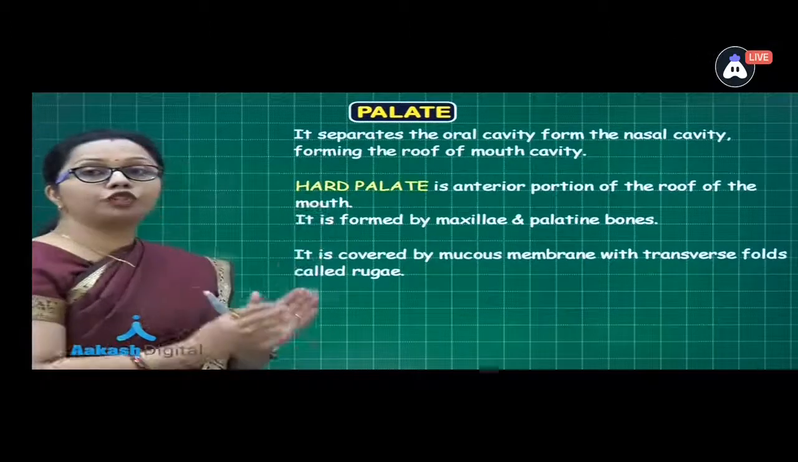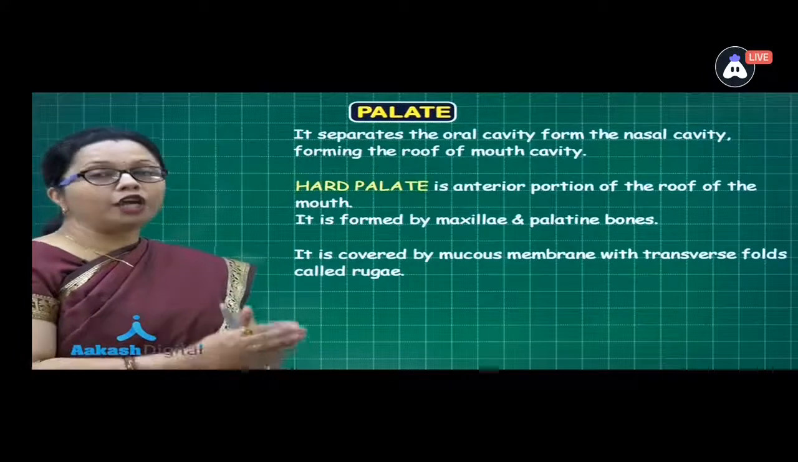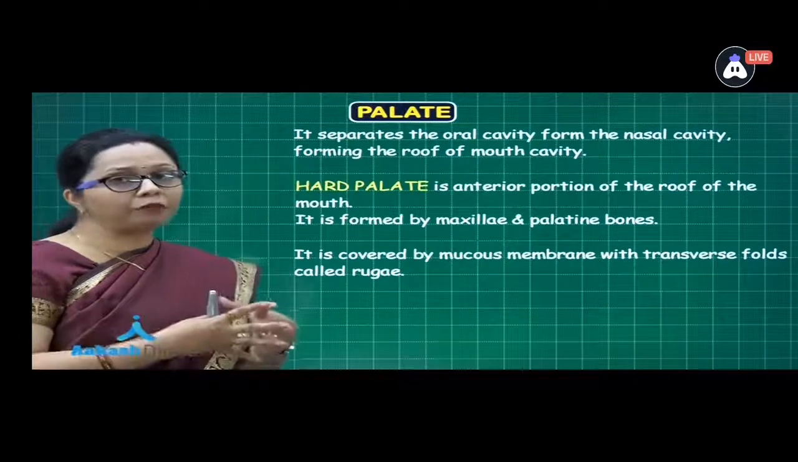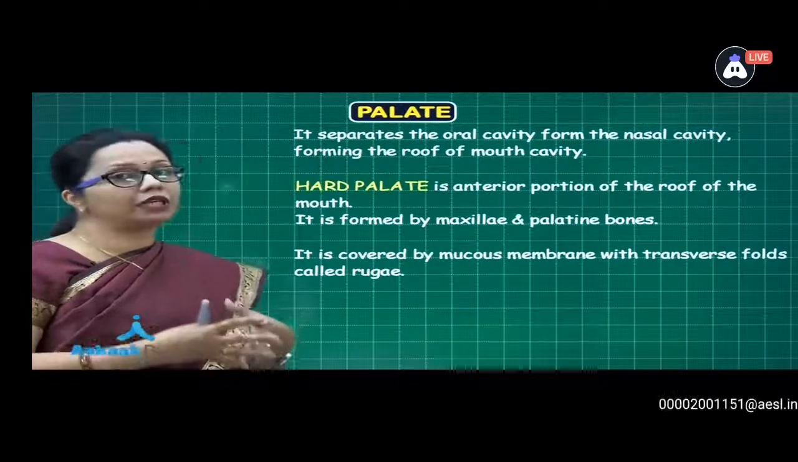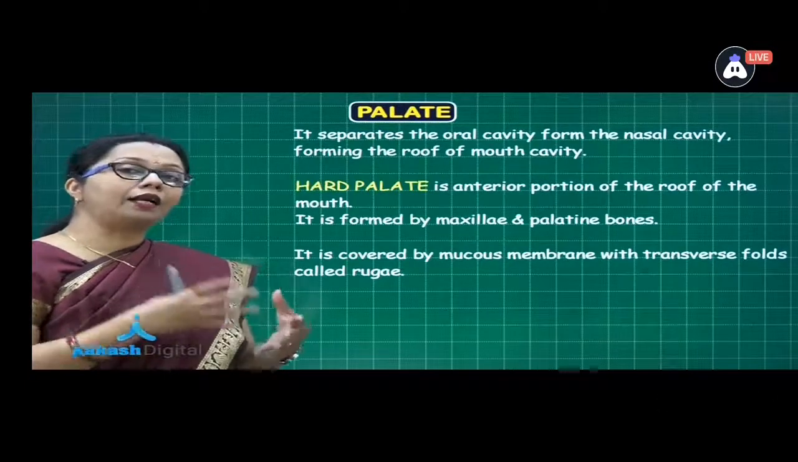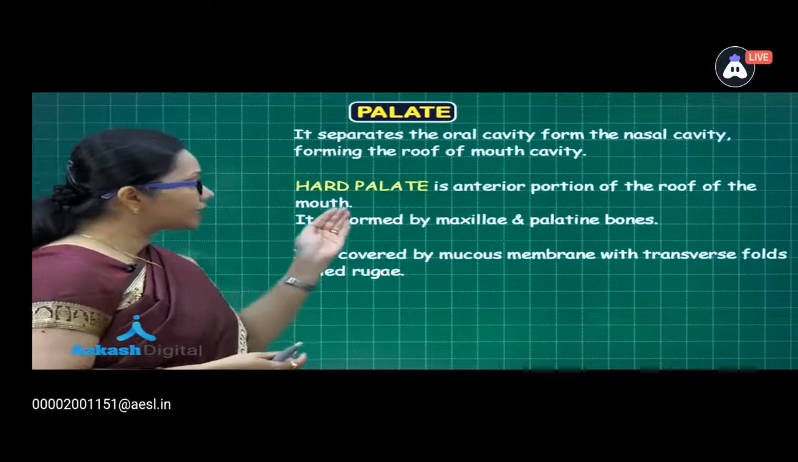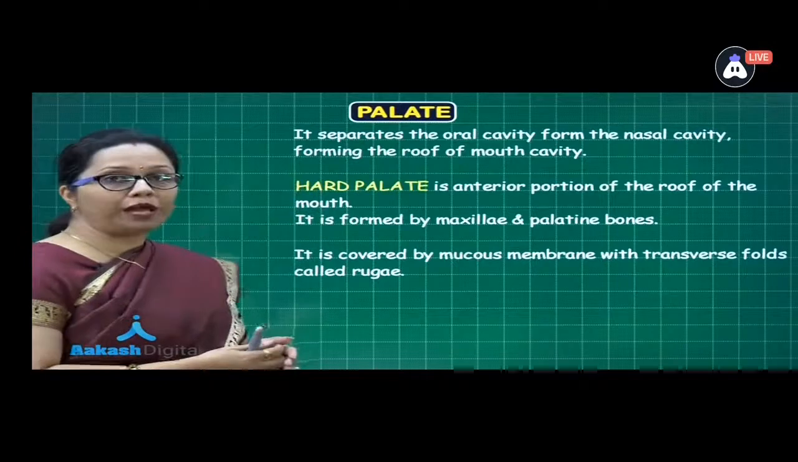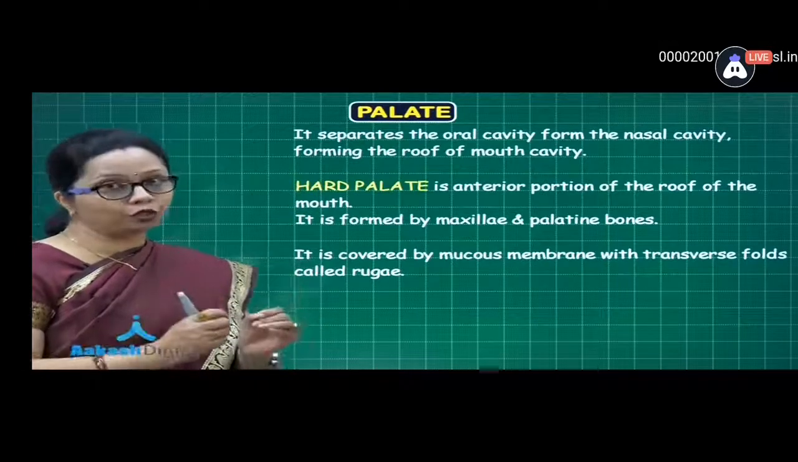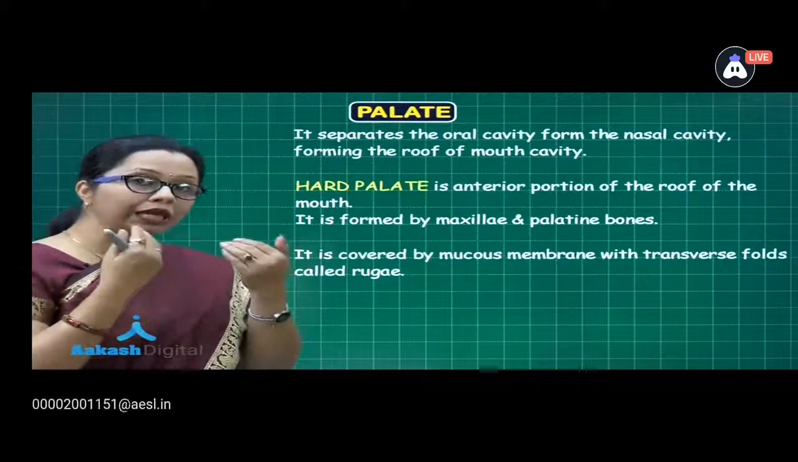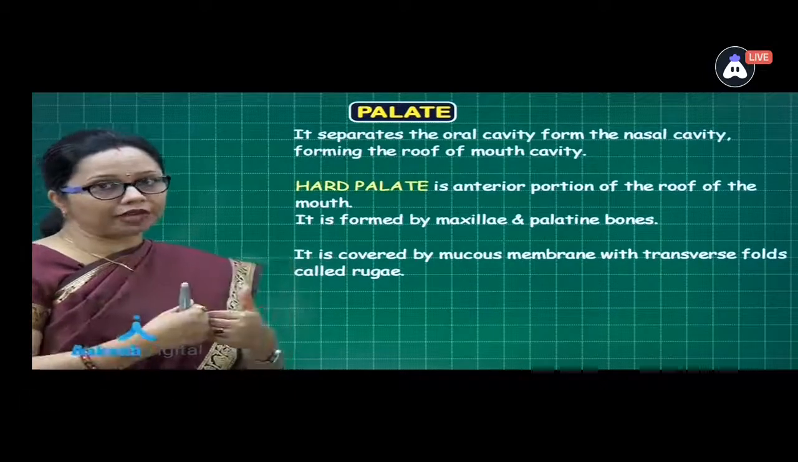And this hard palate is also called the secondary palate because it is not present in all vertebrates. This secondary palate first arose in the crocodiles, and from there onwards it is present in the rest of the vertebrates. And the presence of the hard palate is having a suitable value in us. That means we can breathe and eat at the same time.